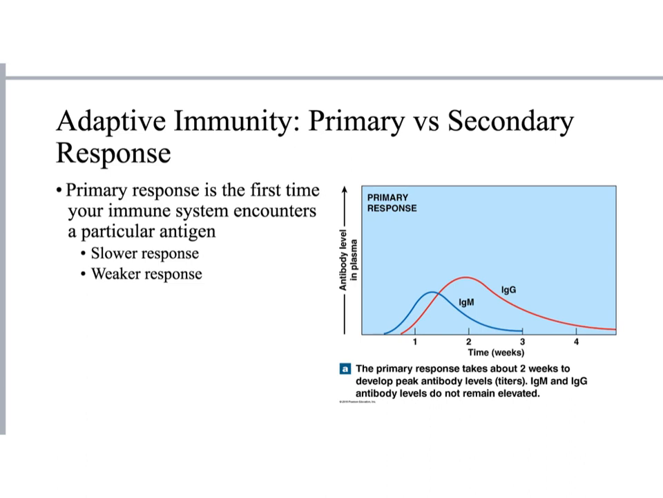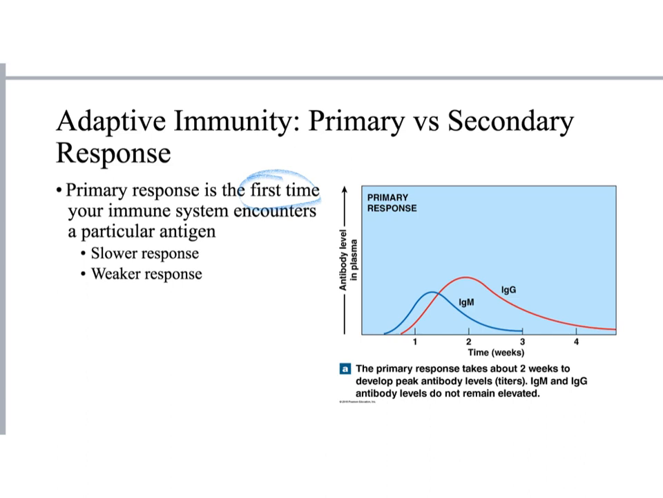Okay, so I keep mentioning this idea of primary versus secondary immune response, and I just wanted to go over it here with a couple of slides and talk about what the differences are. So the primary immune response is the first time. If you've never seen that virus, you've never seen that bacteria before, this is the kind of response that you're going to get. And this response is both slower and weaker than a secondary response.